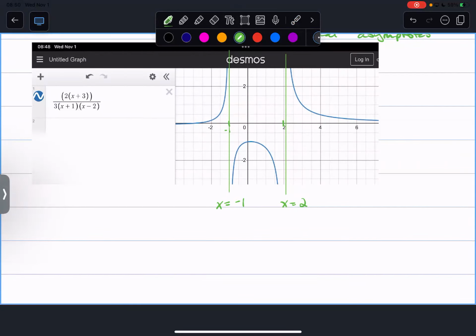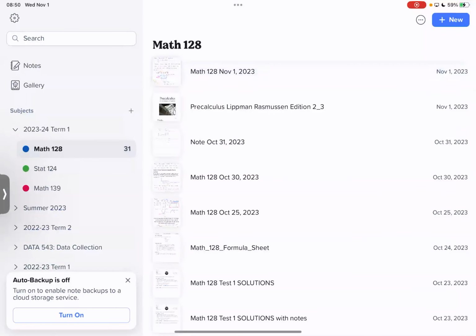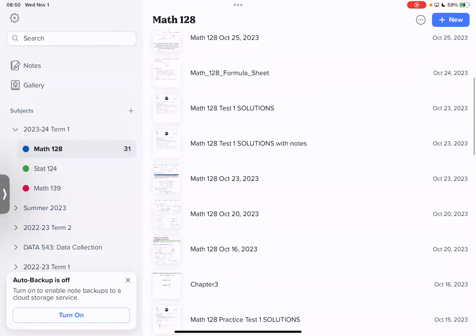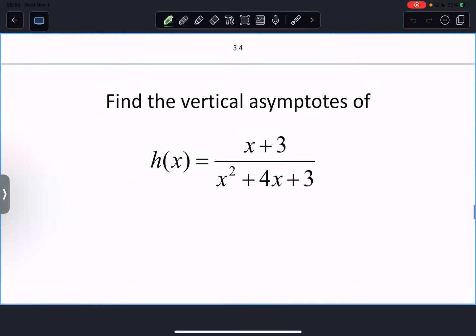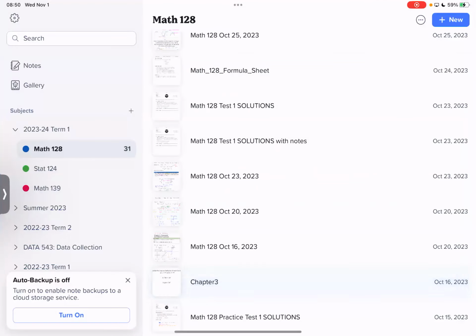Let's see here. Should I go to the example right away? Let's do this one. Show by example.